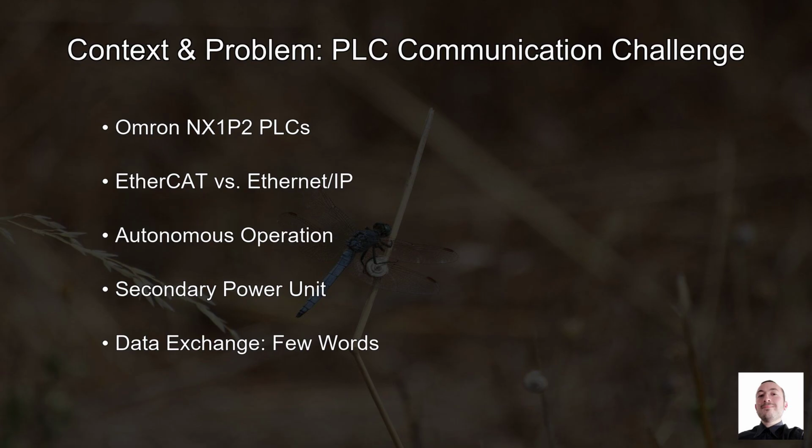In this scenario, you're dealing with a system where the main machine must operate autonomously or be supported by a secondary power unit. The goal is to exchange just a few words of data between these PLCs. The challenge lies in selecting the most straightforward and effective communication protocol. And here's why that matters: choosing the right protocol not only simplifies your development process but also ensures optimal performance and reliability of your system.